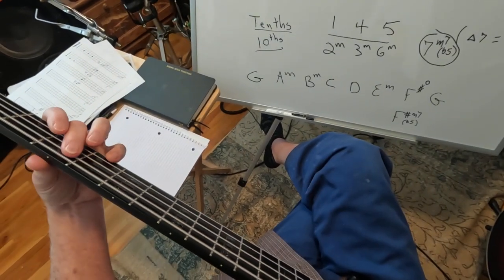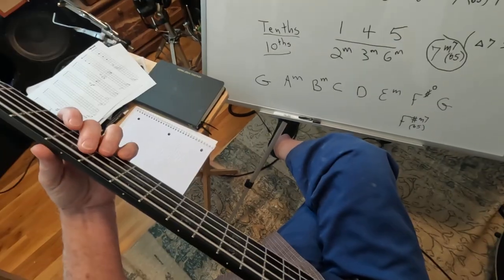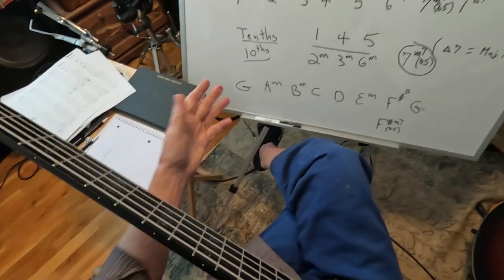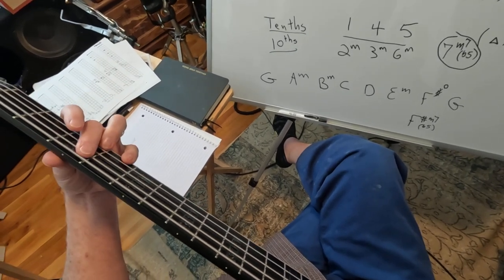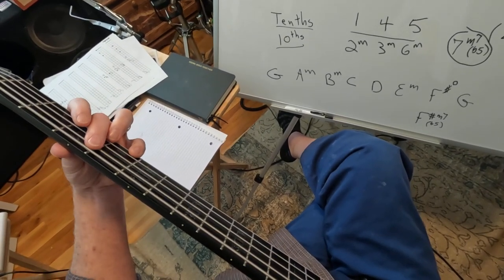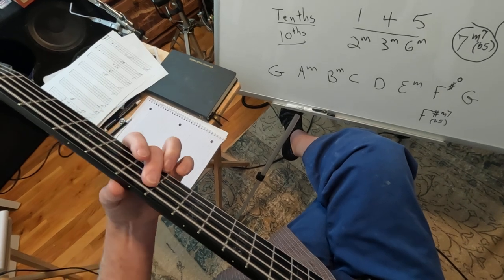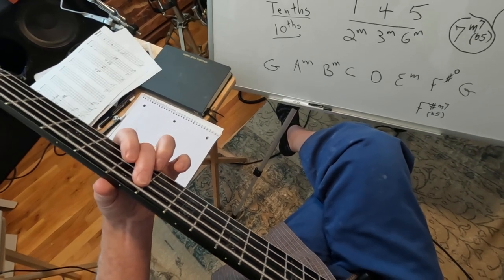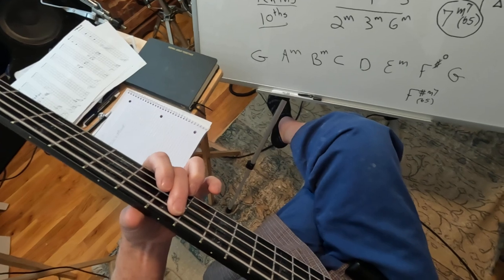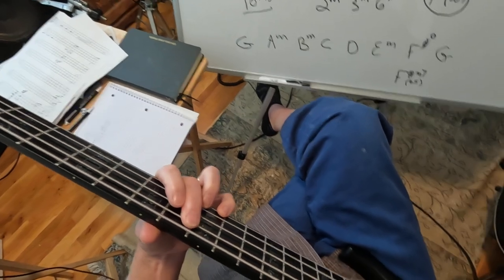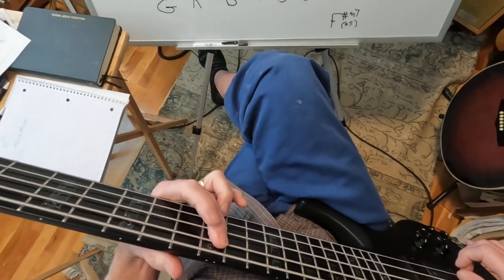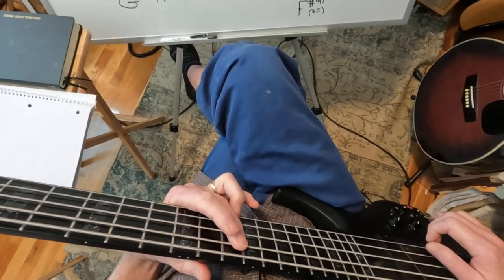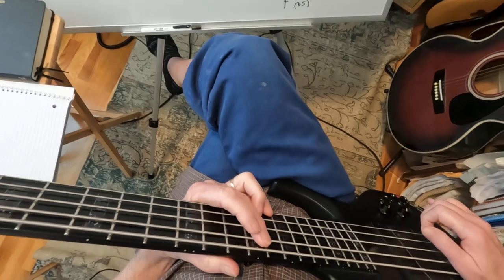All right, so anyway, let's go back to the key of G and we'll play through our progression through our G major scale with tenths. All right, so G major is the one, two minor, three minor, four minor, five minor, six minor, seven minor, seven flat five.